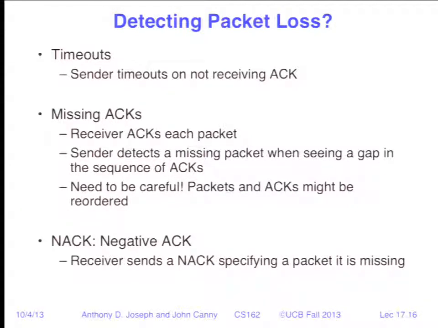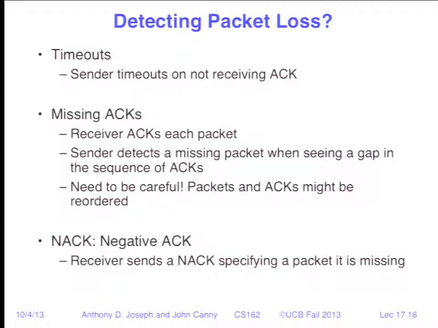Now, another form of acknowledgement is called a negative acknowledgement. A negative acknowledgement is where the receiver says, I didn't receive a packet. So the receiver could either say, I did receive a particular packet, or it could say, I didn't receive a packet. Right? See, they're symmetric. I can either acknowledge a later packet, and that tells you you have a gap, or I can explicitly say, I didn't get a particular packet.